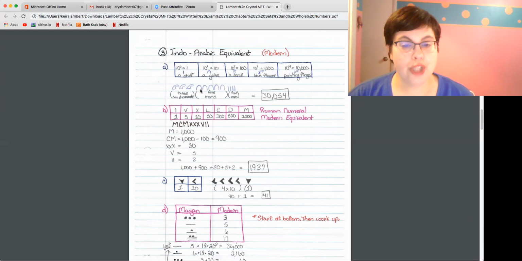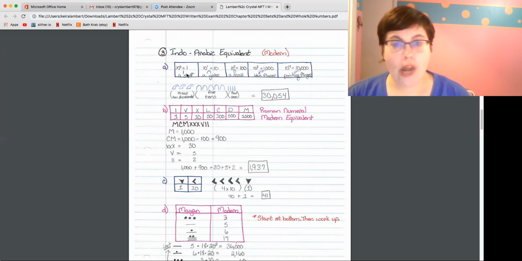This symbol is a yoke, and we know a yoke is equal to 10. So we have 5 of them. 5 times 10 is 50. And then our last symbol is this staff, which is equal to 1, and we have 4 of them. So that's 4 ones. 4 times 1 is 4. So when we add all 3 together, we have 30,054. And I put that in the box.